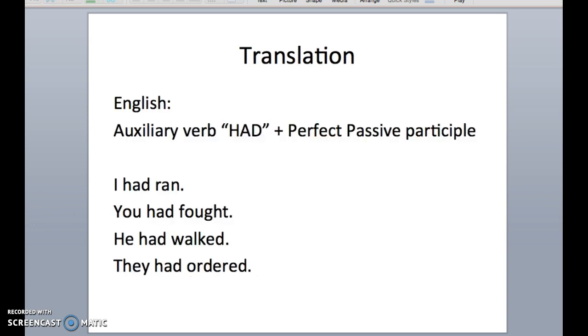Let's just look a little bit closer at that translation here, right? That auxiliary verb had plus the perfect passive participle, which in English we normally see with an ed, like walked and ordered, but there's also a lot of irregulars like ran and fought. But here are a couple of different forms of the pluperfect with various verbs. Now let's take a quick look at the forms.